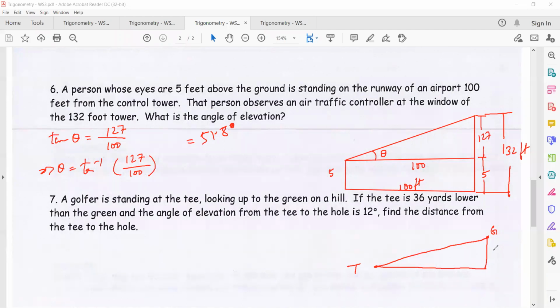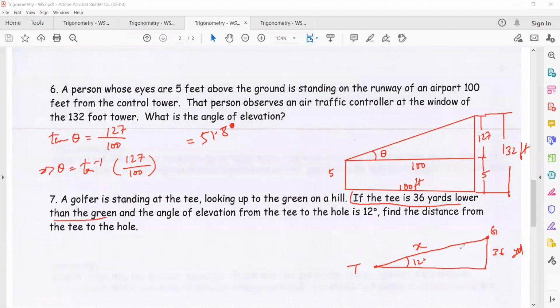Now height is 36 yards because it says the tee is 36 yards lower than the green. The angle of elevation is given as 12 degrees. You have to find the distance from tee to the hole. So the hole is here and the tee is here. The distance is this. Now find. Ma'am, may I understand, 36 is height? Yeah, 36 is height because it says the tee is 36 yards lower than the green.